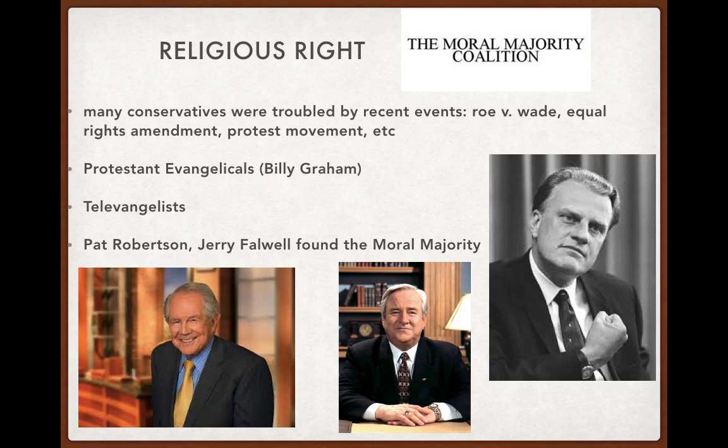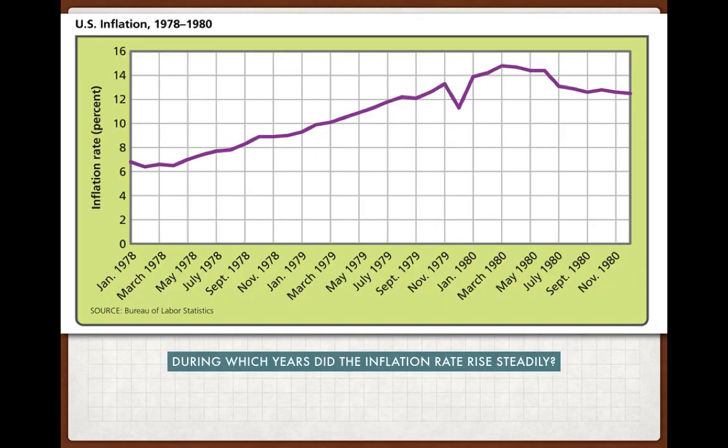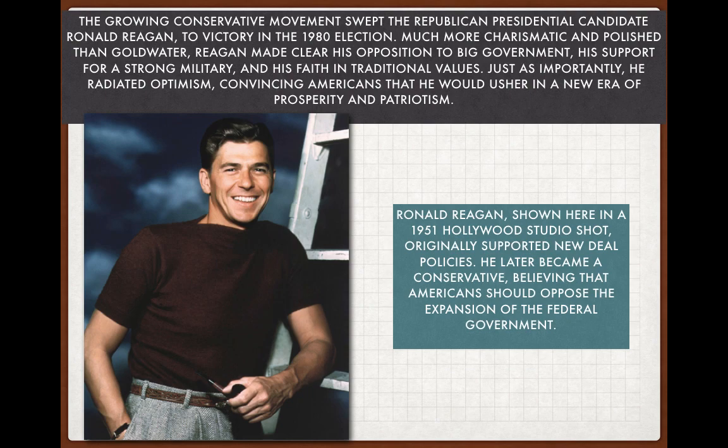This is also the era of the rise of the televangelists, these television preachers. That's Billy Graham on the left, who's a very well-known Protestant evangelical. And then at the bottom there, that's Pat Robertson on the left, a televangelist, Jerry Falwell on the right. They are the founders of the Moral Majority, which is a political group aimed at encouraging Christian conservatives to act on those Christian conservative beliefs politically and vote Republican. We're going to come back to these economic issues.